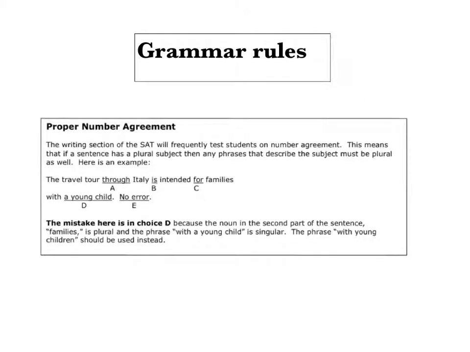The last one is the proper number agreement. If you have a plural subject, you have to have a plural phrase as well. A travel tour through Italy is intended for families with a young child. Families would be plural. You would need this to be plural too. It would be young children. Child is singular, right? So those are the main grammar rules you need to know for your test. Again, more practice on reading different passages will help you understand where the error might be.